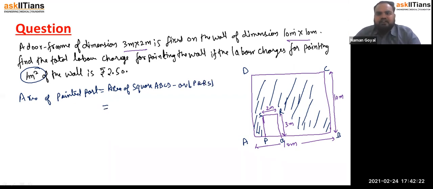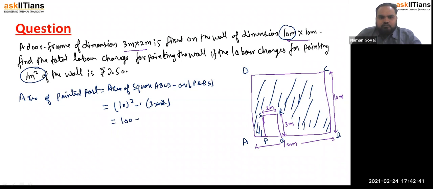Now, as we know, the area of a square is side squared, and the side is 10 meter, right? So it becomes 10 squared minus, and this is length into breadth, which is 3 into 2. So the area which they paint will be 100 minus 6. So it will be 94 meter square.